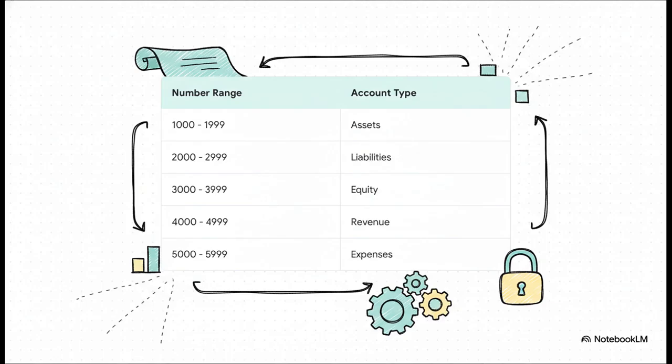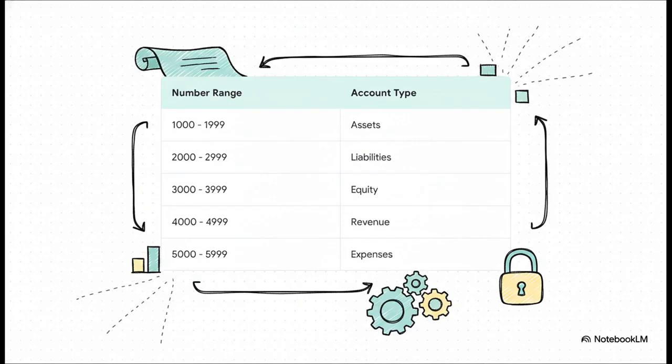Let's look at a typical structure, because this will make it crystal clear. Asset accounts, they might all start with a 1. Liabilities all start with a 2. Equity with a 3, and so on. So cash might be account 1010. A bank loan could be 2020. So if you see a transaction coded to the 5,000 range, you instantly know, that's an expense.